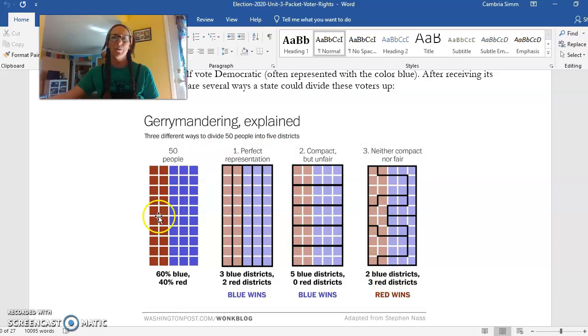And that's not what's supposed to happen, right? Because the Republicans are in the minority in this voting state. So that's an example of how gerrymandering works. It's redrawing those boundary lines to favor one group to keep them or put them into power.